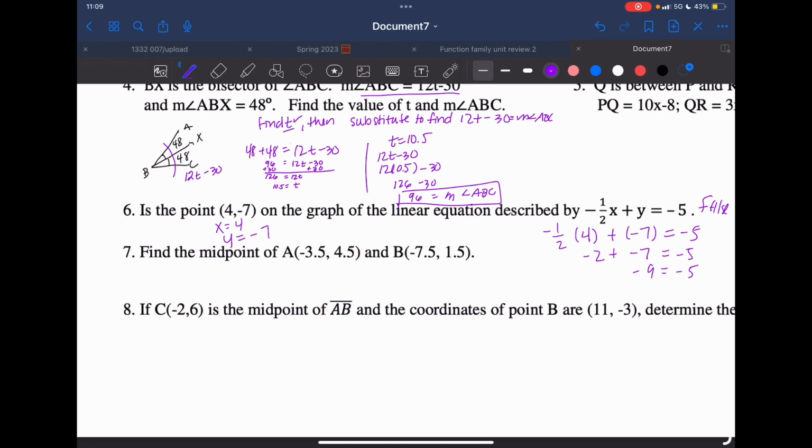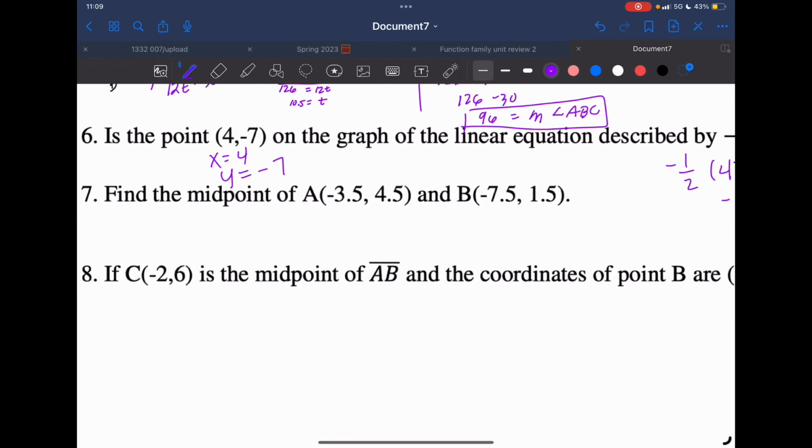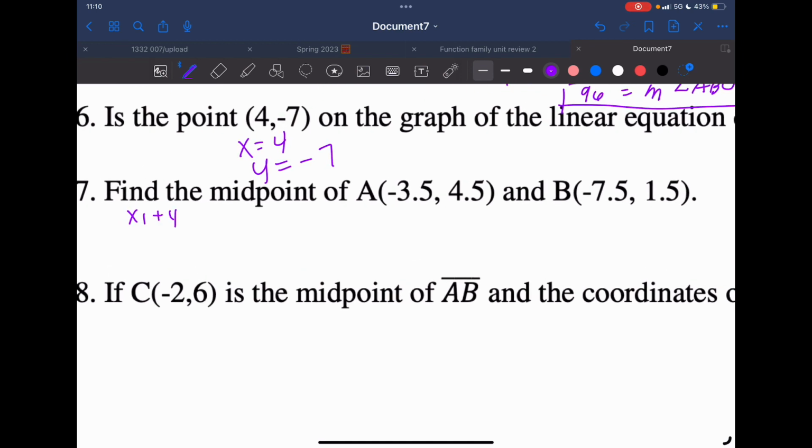Then it says find the midpoint on number 7. Find the midpoint of A, negative 3.5 and 4.5, and B, negative 7.5 and 1.5. So then when we put this all together, our midpoint formula is going to be, for the x value, x1 plus x2 divided by 2 to get the x value, and then y1 plus y2 divided by 2 to get the y value. So this is x1, y1, x2, y2.